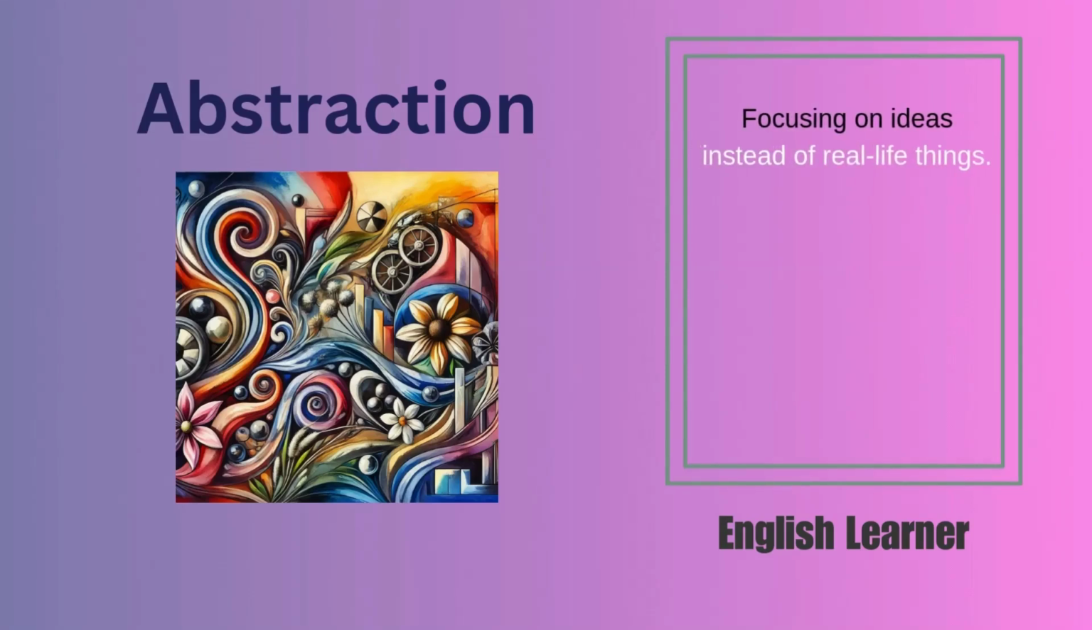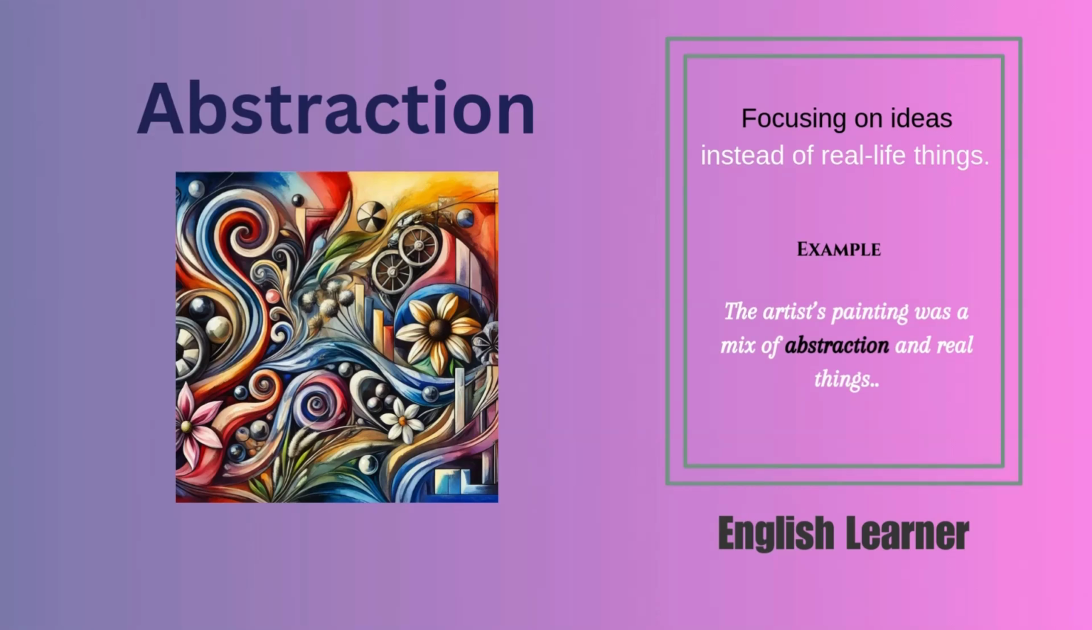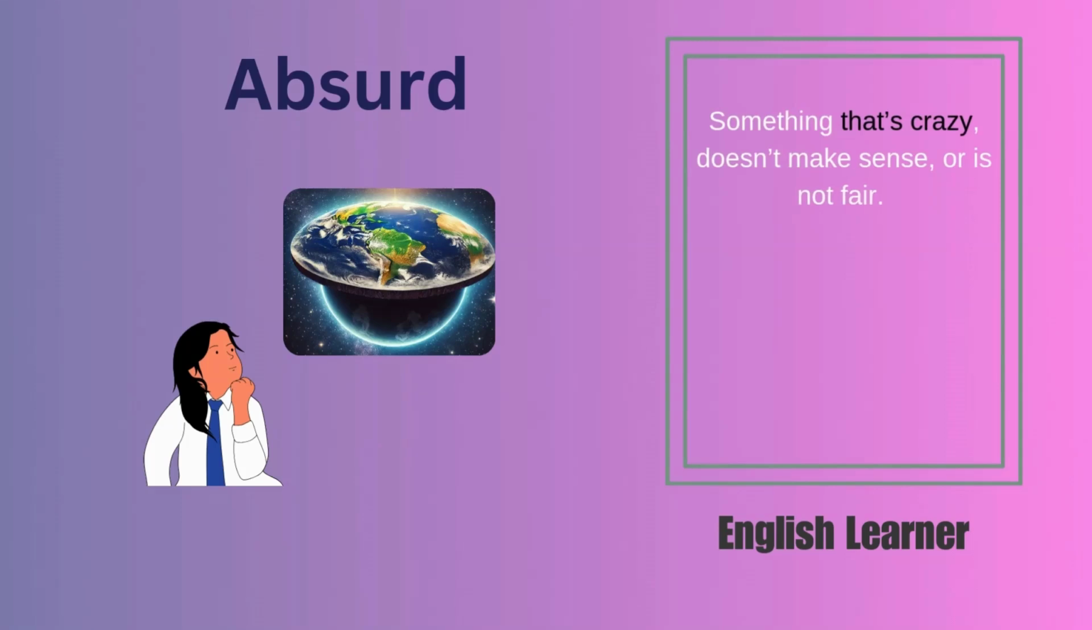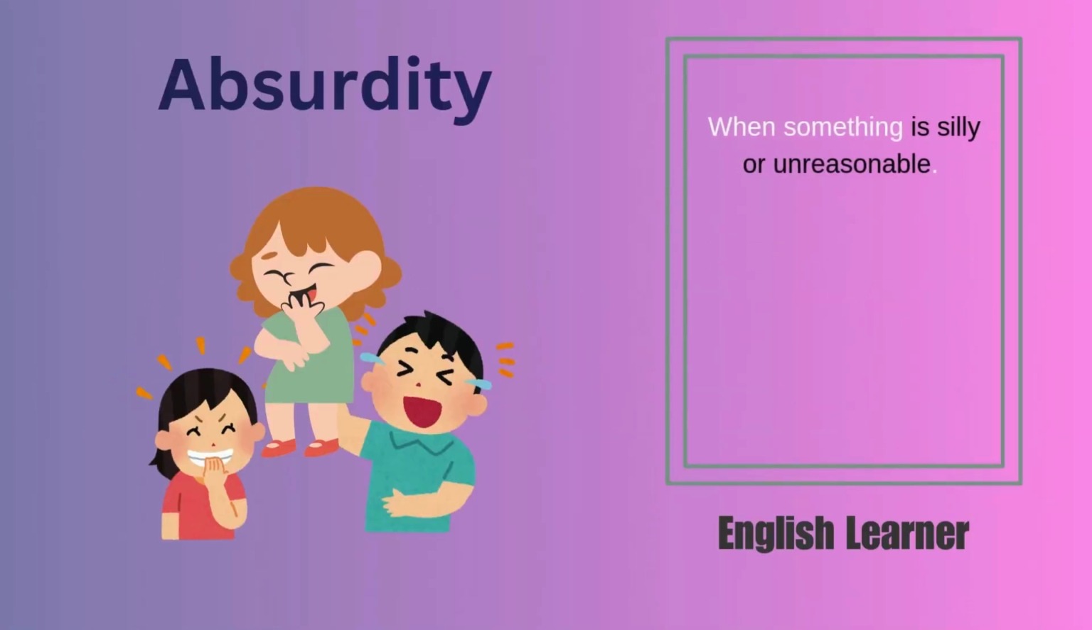Abstraction. Focusing on ideas instead of real-life things. Example. The artist's painting was a mix of abstraction and real things. Absurd. Something that's crazy, doesn't make sense, or is not fair. Example. Thinking the earth is flat is absurd. Absurdity. When something is silly or unreasonable. Example. The absurdity of the situation made everyone laugh.